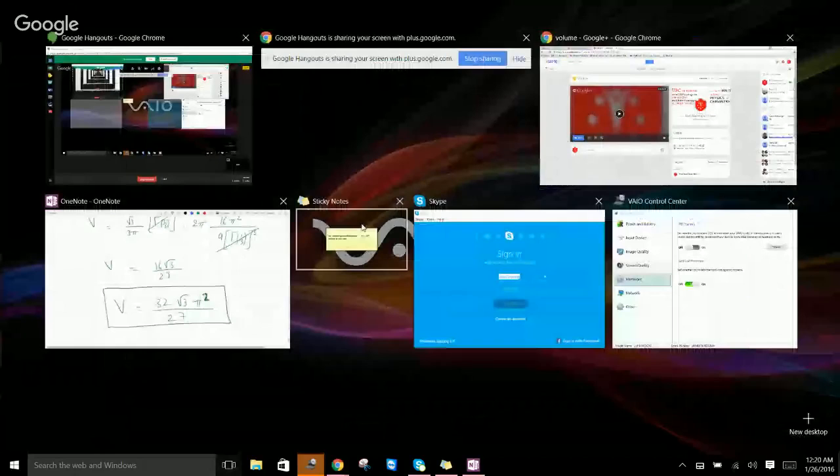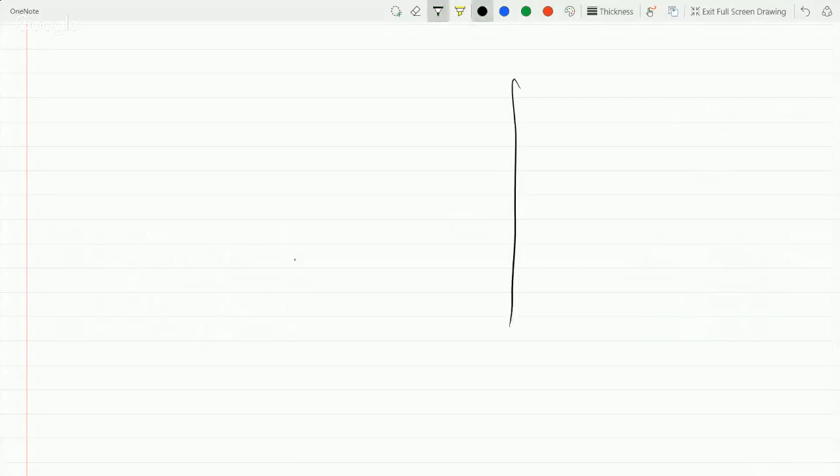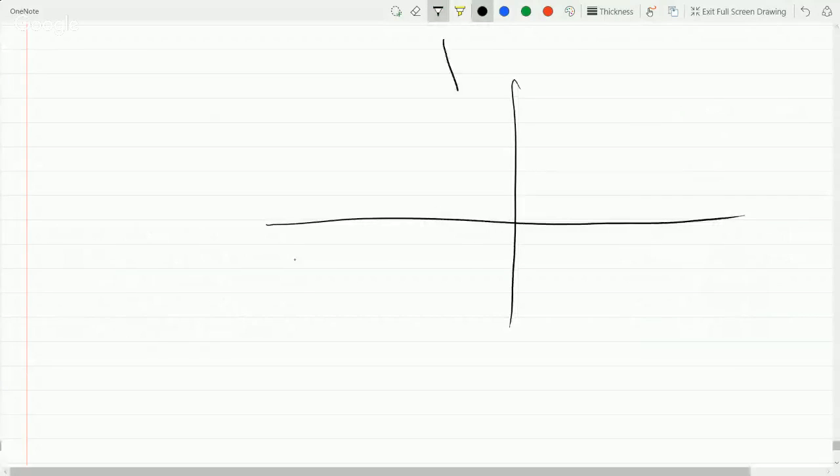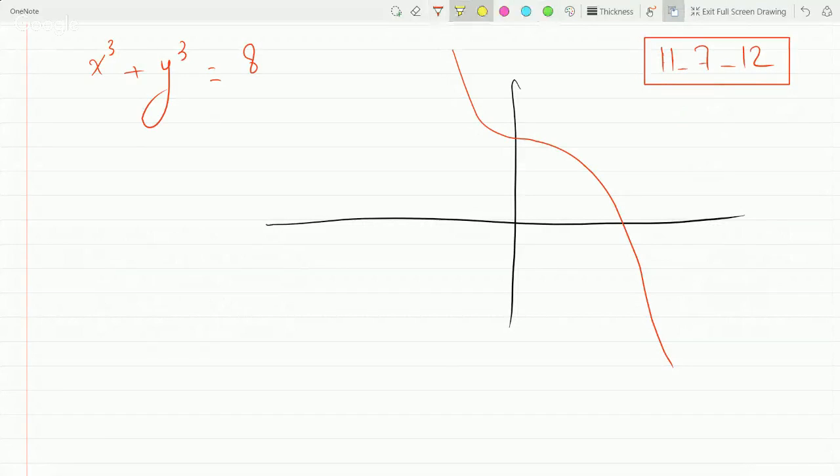You want the volume, right? Because when you graph that on the calculator, you get something like this. I'm going to just exaggerate it so it looks... So this is x cubed plus y cubed equals 8. Okay. So basically the area is this, right?